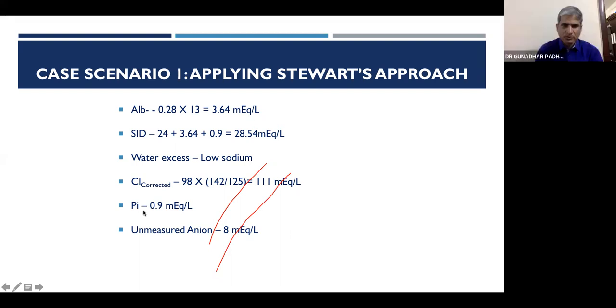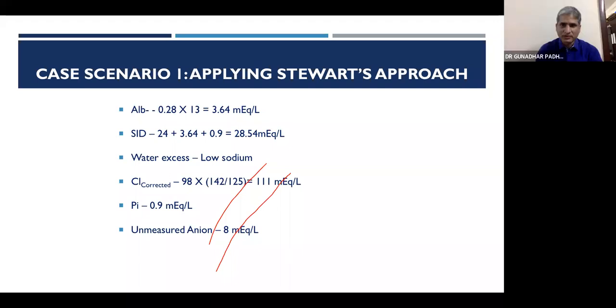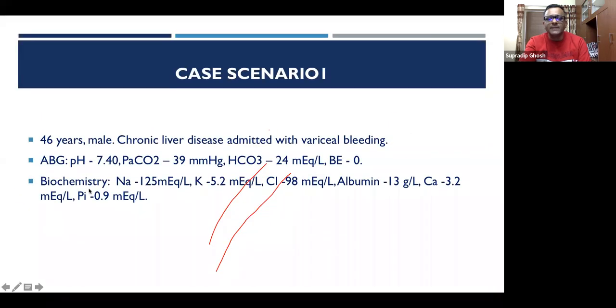Simple. So the beauty of this Stewart's approach is actually whatever we cannot pick up by the traditional approach. Yes. By the Henderson-Hasselbalch or your traditional approach, you can actually pick up these mixed disorders or triple disorders or double disorders by applying the Stewart's approach. Practically, you don't have to use the formula because nobody is going to ask you the formula. You can easily find out the problems by looking at the biochemistry.